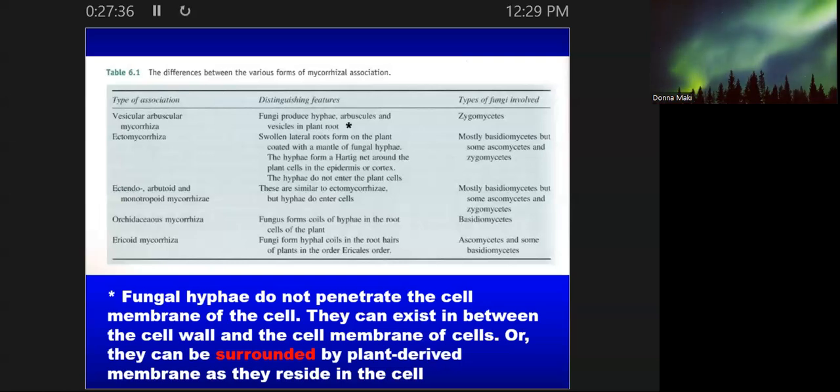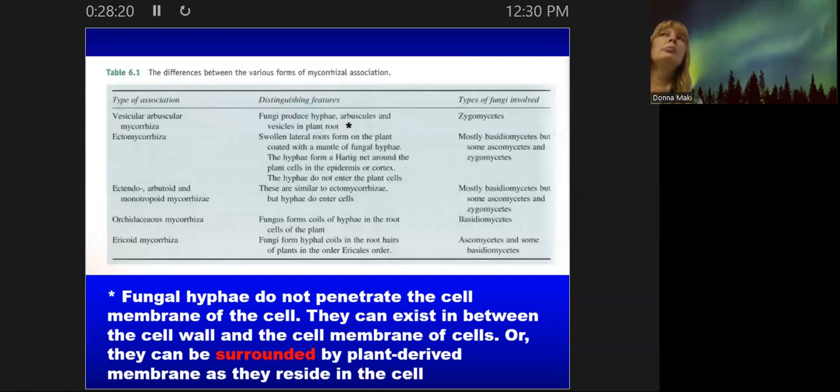Anyways, we're going to focus on these two. The ectomycorrhiza that I worked with, they hang out with a lot of trees here in the UP, of course, have ectomycorrhizal fungi, and we were working with red pine trees. So here, distinguishing features, it says fungi produce hyphae, arbuscles, and vesicles in plant root. And so that's a little abrupt. I just asterisk that to let you know that the fungal hyphae in either the ecto or the VAM type mycorrhizal fungi, they don't actually get into the root cells. They're in the root, but not into the root cells.